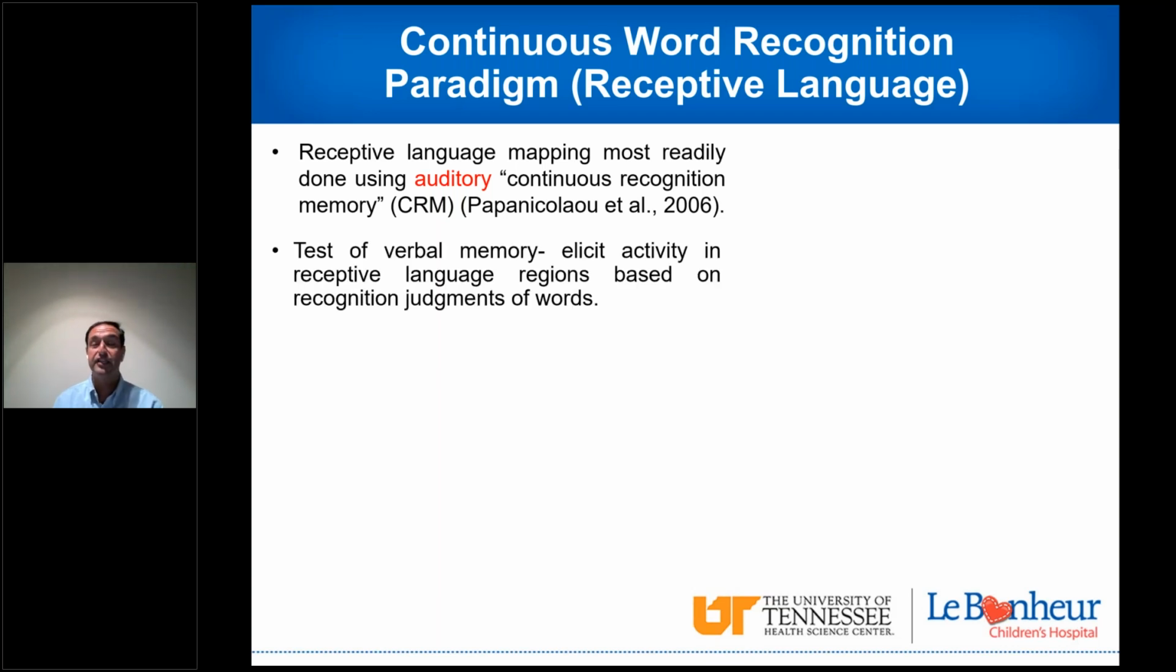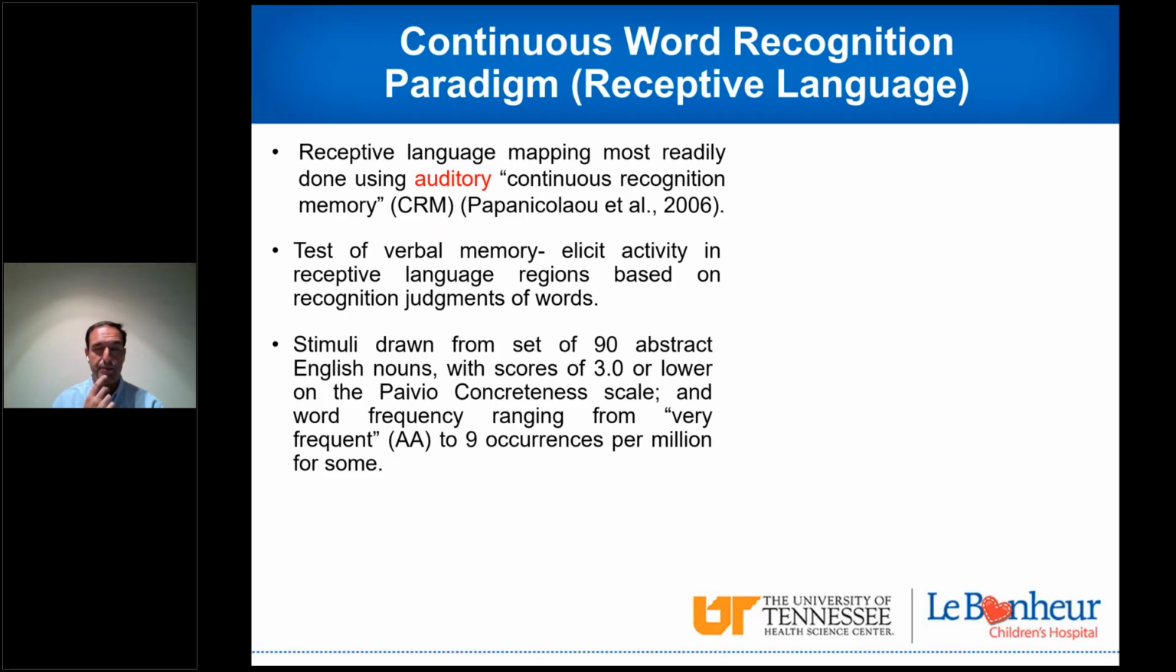Basically, it's a test of verbal memory for those individuals attending a seminar who have a background in neuropsychology. It's a variation of the Sternberg task for short-term memory. So basically, you're eliciting activity in receptive language regions based on recognition judgments made for words. And they're standardized stimuli with a variable range of concreteness and frequency, based on the Paivio concreteness scale.